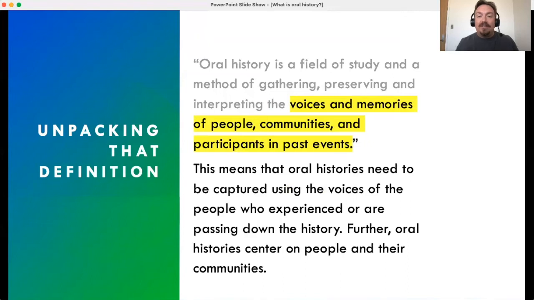Second, oral history involves the voices and memories of people, communities, and participants in past events. This means that oral histories need to be captured using the voices of the people who experienced or are passing down the history that you're interested in recording. Further, oral histories don't only focus on individuals, but want to center and contextualize people in their communities.